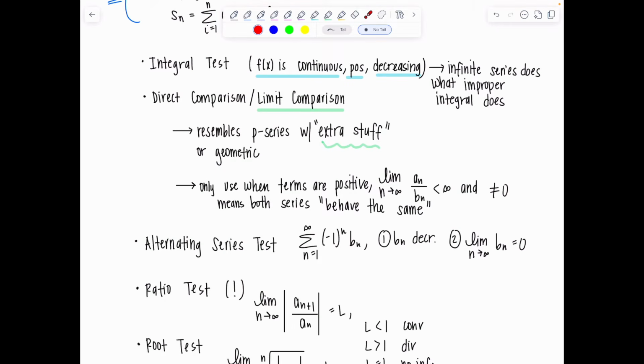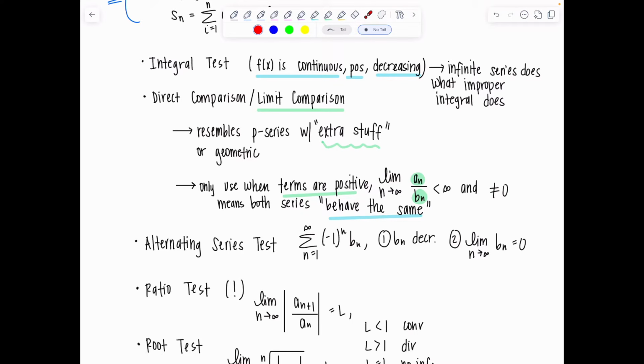And remember, you can only use limit comparison or direct comparison when the terms are positive. You take the limit as n goes to infinity of the ratio of the terms of your series with the terms of some other series. And as long as that limit is finite and not 0, then both series behave the same. That's a phrase that I use all the time when I'm teaching. So basically, if you compare your series to a convergent series, yours converges. If you compare yours to a divergent series and you get a finite non-zero limit, yours diverges also. So they're just twinsies, all right?